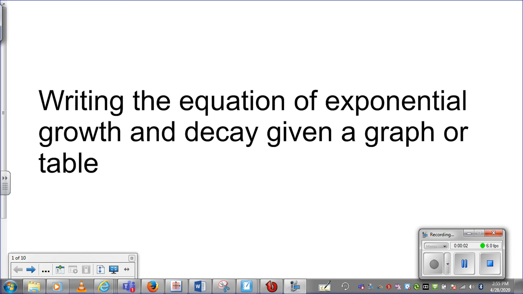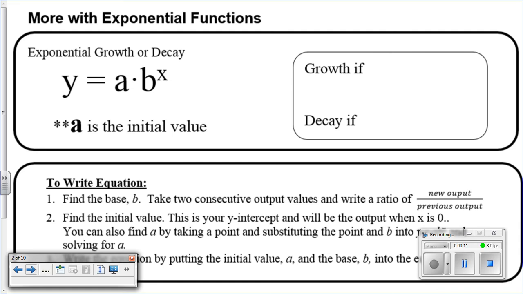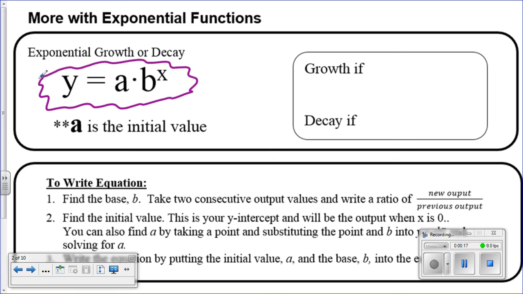Hello, in this video we're going to be writing the equation of exponential growth and decay given a graph or an input-output table. So to get us started, let's take a look at our equation. This is the equation that we have been using, and there's a couple things that you need to know. This A happens to be our initial value, which is essentially our y-intercept.